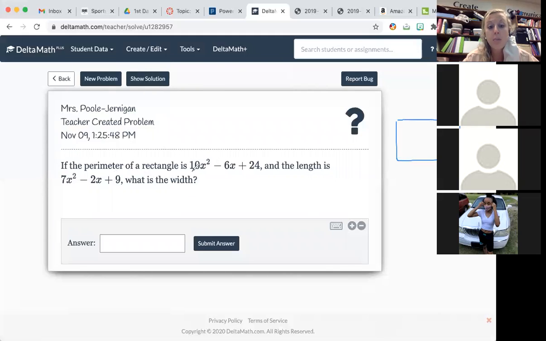We know the perimeter is this. So that means when I add up all the sides, this is what it should equal, right? It should equal 10x squared minus 6x plus 24. What did I give you? The length. So I know the length is 7x squared minus 2x plus 9. And then this is where everybody messed up on the homework. So y'all knew they gave you the perimeter, which is what it should equal. So it's like I gave you the answer and I gave you one of the parts we add.